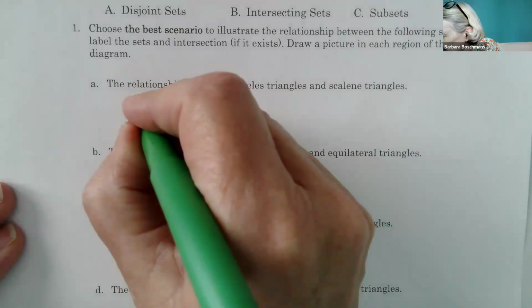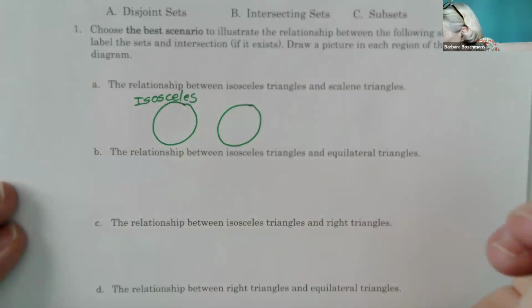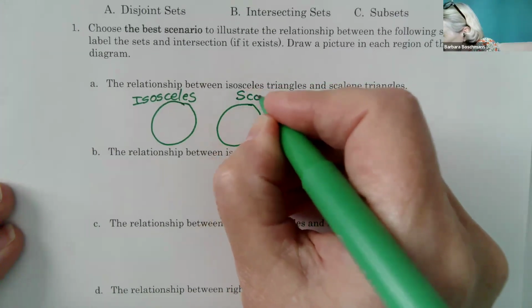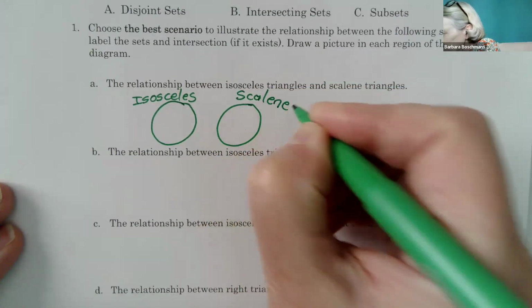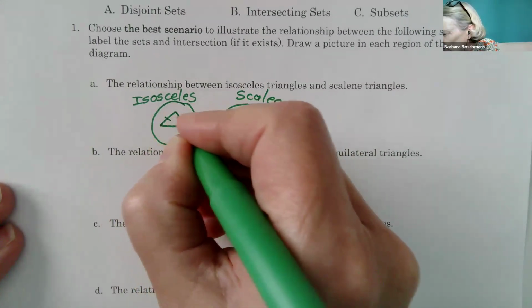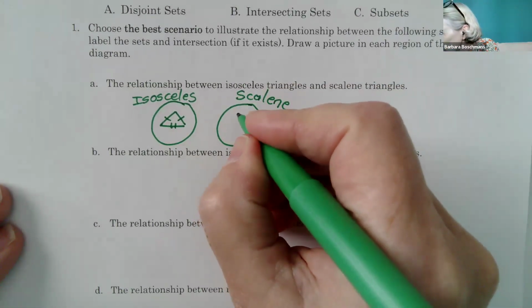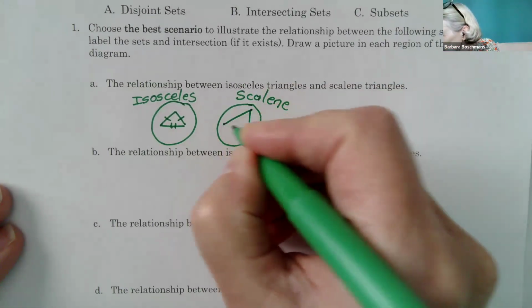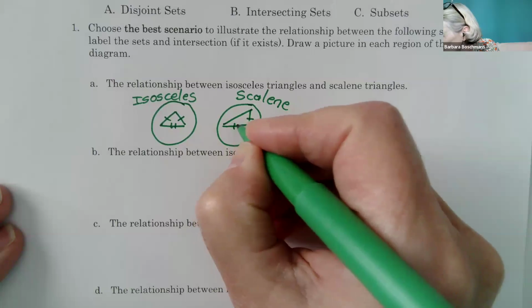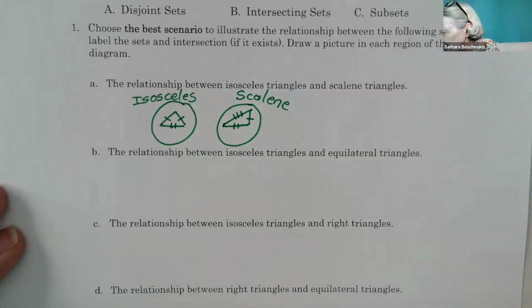So I can make isosceles one of them, and scalene another. So an isosceles triangle has 2 or more equal sides. When we mark our triangles, we put little slashes through the sides to mark which sides are equal. So if I do this for scalene, 1, 2, and 3, that would be a scalene triangle. It cannot be isosceles and scalene at the same time.